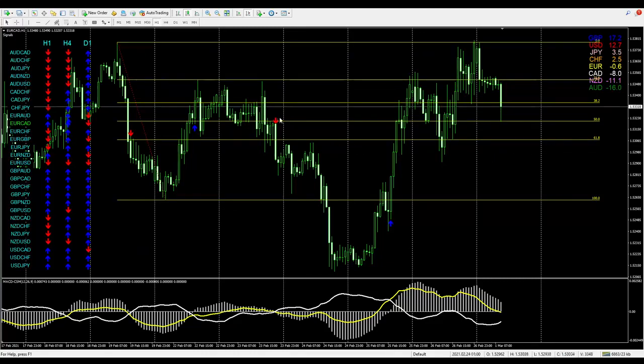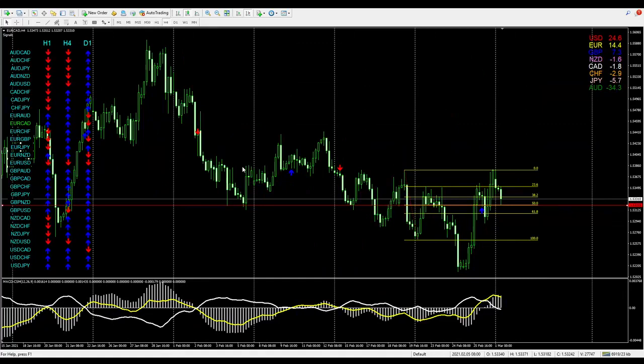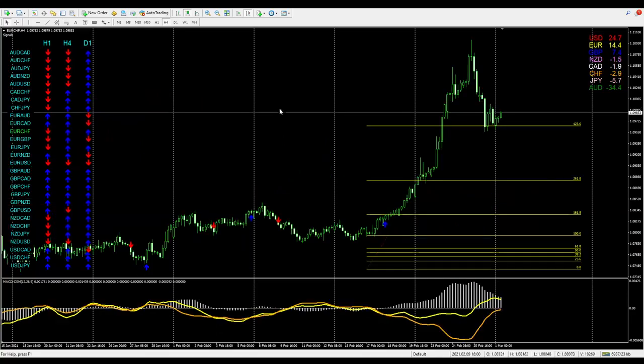So the 50 Fibonacci is around this point, around here, and the price is already above 61.8. So there is no trade for EUR CAD, and for this week there's still no clear trade if we would enter EUR CAD anytime soon, because as we can see, we still need to wait for this to be a sell and for this to be a sell.